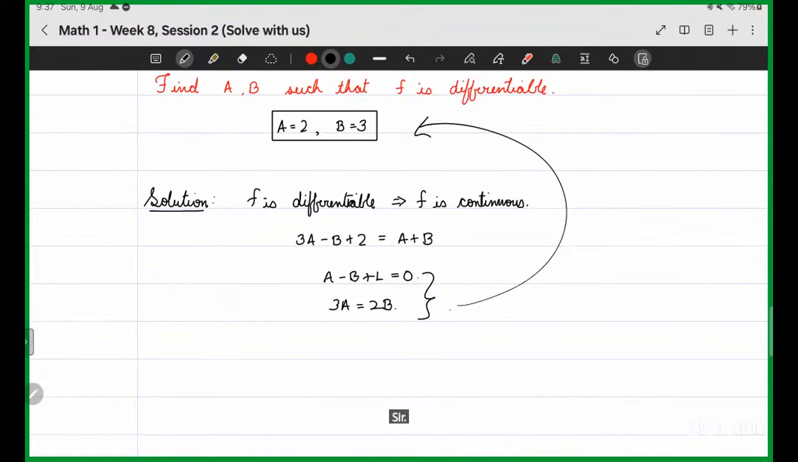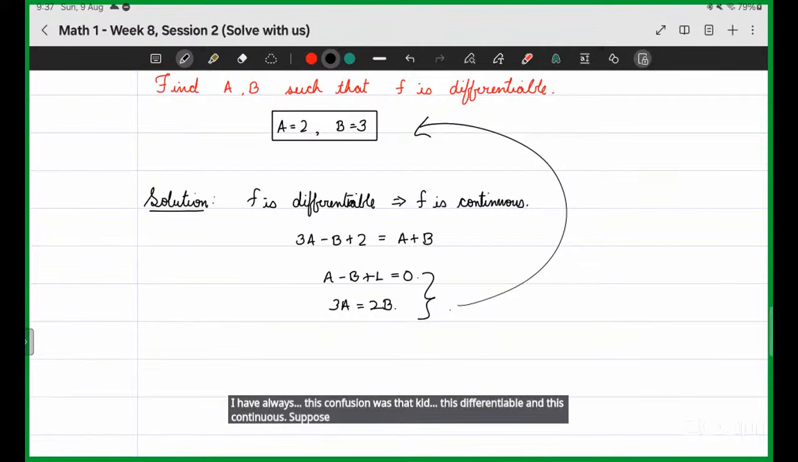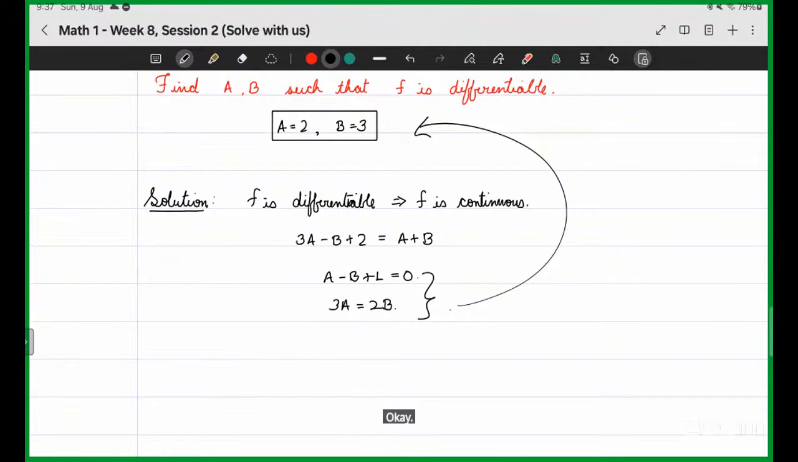Sir, I have always had this confusion about differentiable and continuous. Suppose we have a smooth curve, like a parabola or a polynomial. They are smooth curves. They have several critical points. At each critical point, their slope is 0. But at that critical point, their direction changes. The direction change is not a problem, no?